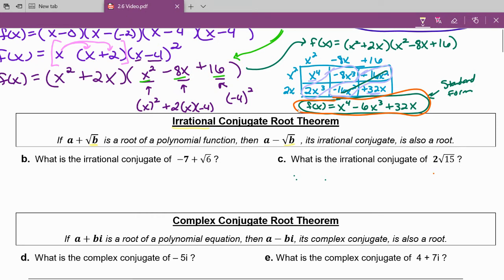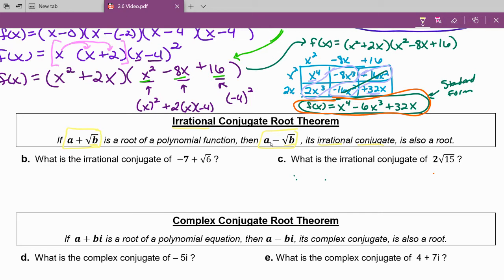So basically what this is saying is that if you have a polynomial that has a root that's irrational, you have to have two roots that have that same irrational number. One is going to be a plus the square root of b, and the other would be a minus the square root of b. And these are called irrational conjugates. So you cannot have one without the other.